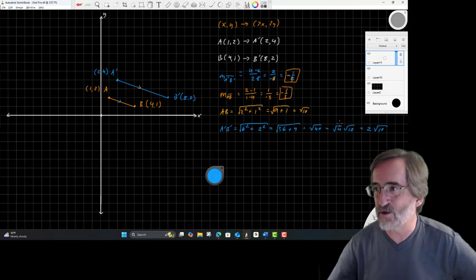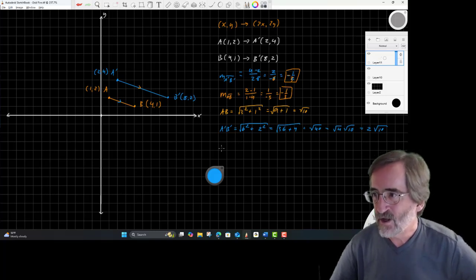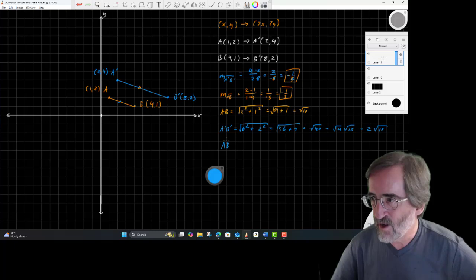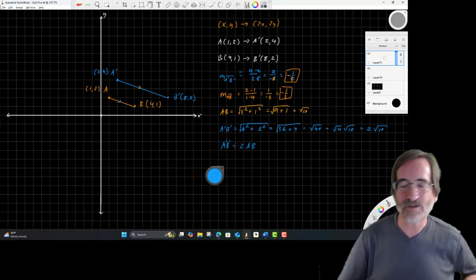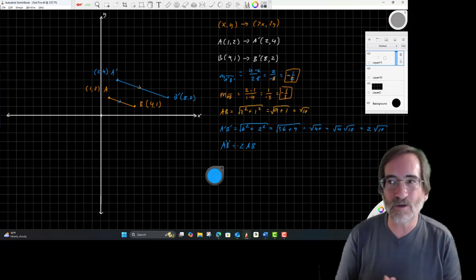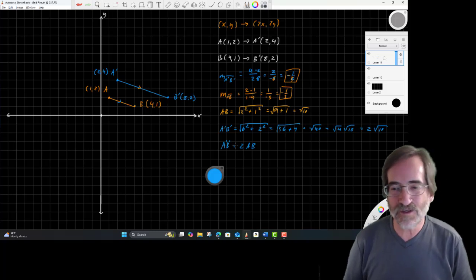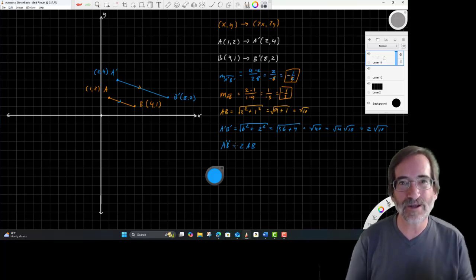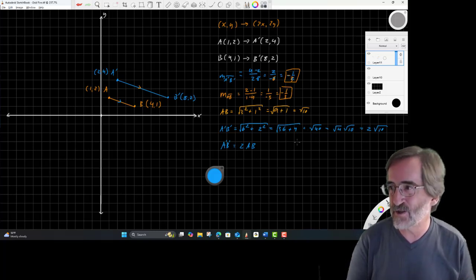This is twice as long as AB. So A prime, B prime, is twice AB. So it's twice as long. So we've doubled the length, and we've created a new line segment that's parallel. This can be used to dilate polygons and dilate shapes.